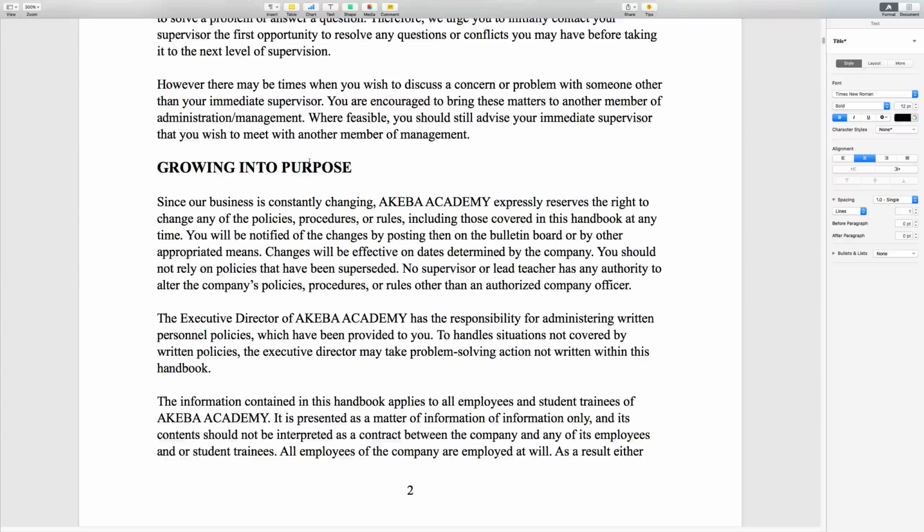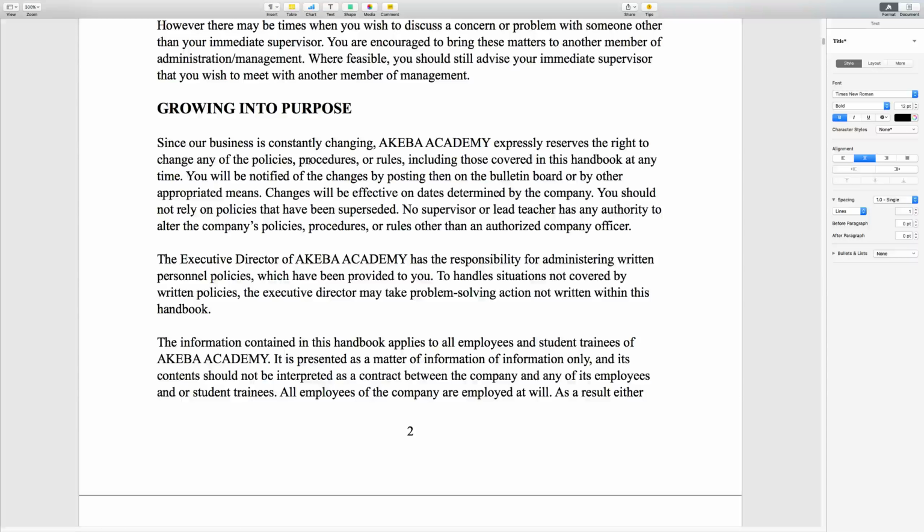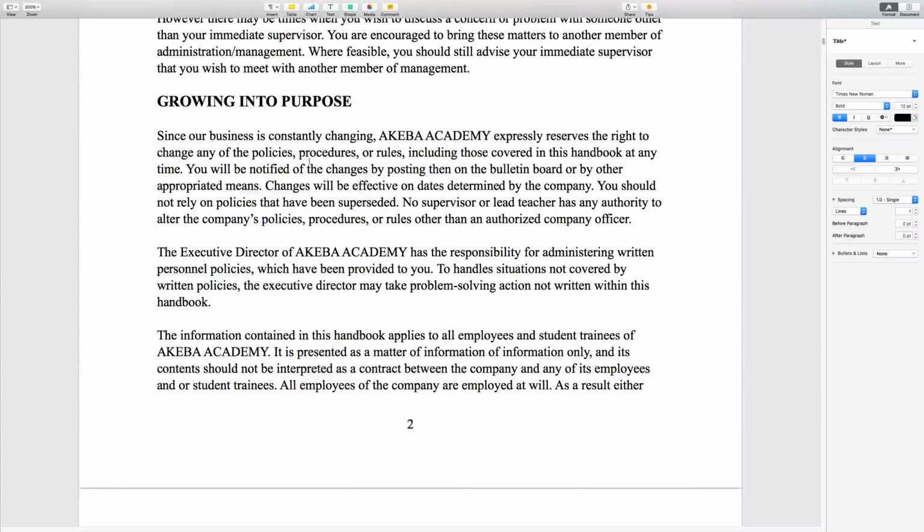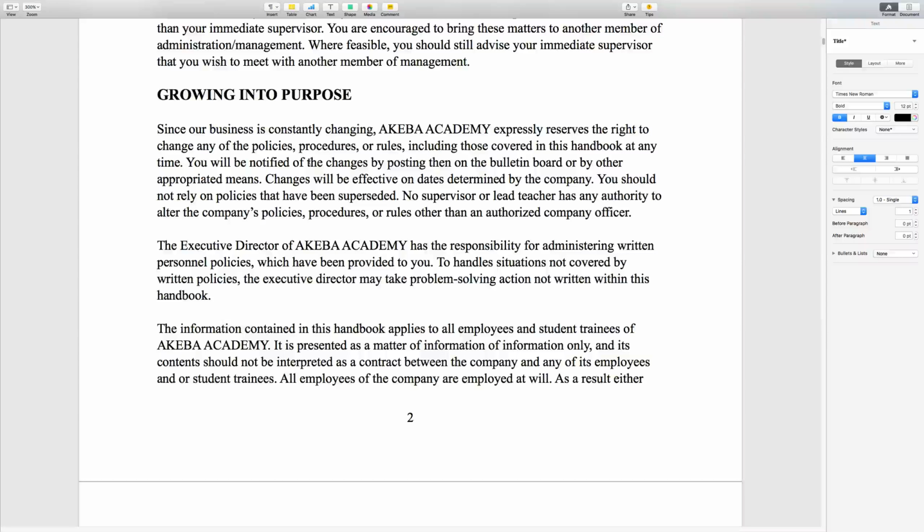The next one is growing into your purpose. Now, this for me isn't necessary for all handbooks, but I want everyone to understand that they are to grow into their role. A lot of times I feel that staff have a lot of pressure on them when they figure they should come in knowing everything. Well, I let them know that it's constantly changing in our program. We reserve the right to make any changes to procedures, rules, or anything that's covered in the handbook. They'll be notified of changes through bulletin boards or other appropriate means like meetings. We also let them know that the changes will be effective on the dates determined by the company. They should not rely on policies that have been superseded.